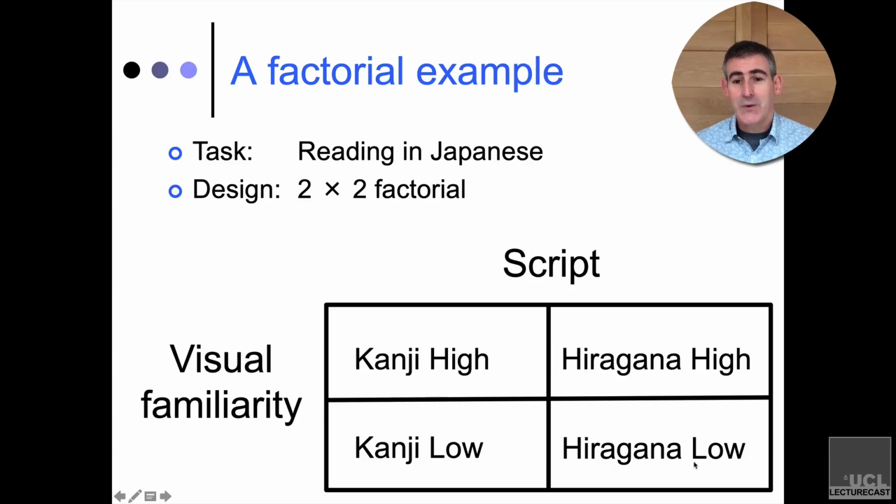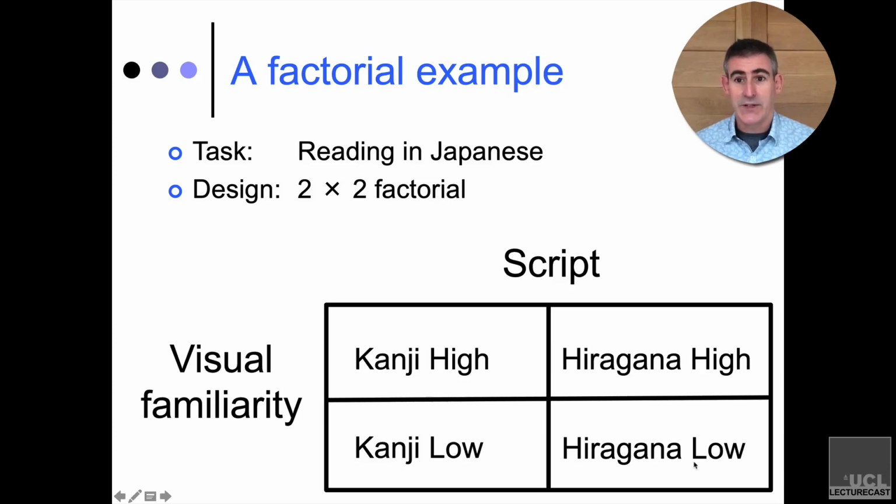So there are words that you're used to seeing in one form, words that you're used to seeing in the other, despite the fact that both are the same word. And then there are some that are written either way and it doesn't matter. So what Tai did in this experiment, her first factor was the script that you write a word in. That is to say, it's either written in kanji or it's written in hiragana.